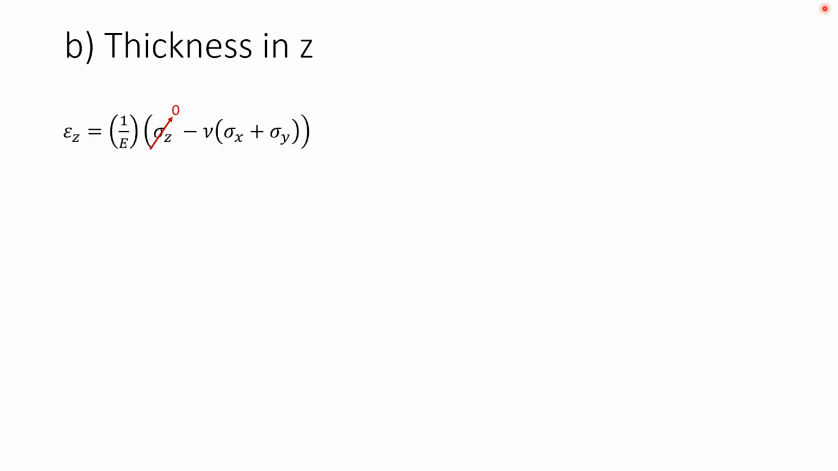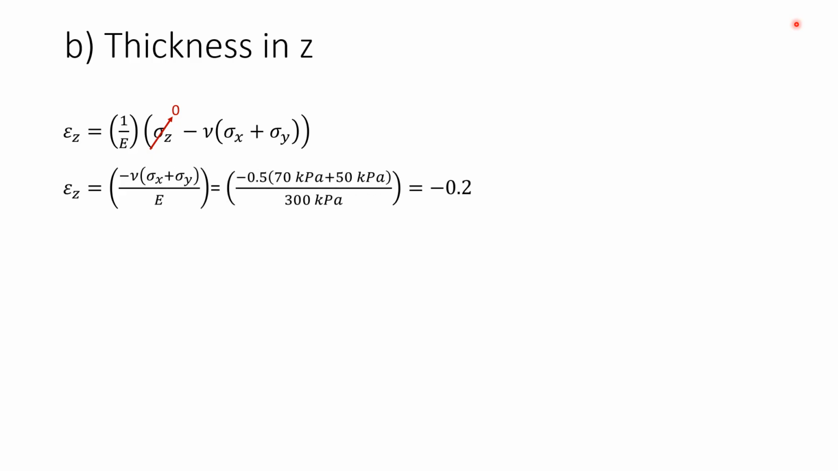The second part of this question was to determine the thickness after deformation. We'll use the last equation that we haven't used yet, which is our strain in the z direction. Now that we have already calculated the stresses in x and y, we can directly substitute these in to find the strain in the z direction as being negative 20%. The fact that the strain in x and y add up to the same magnitude as the strain in z direction is not an accident. It comes from the fact that the Poisson's ratio of 0.5 indicates that the volume is constant.